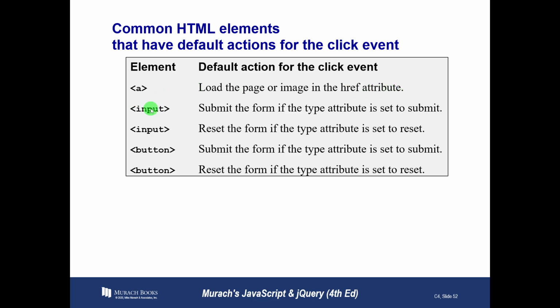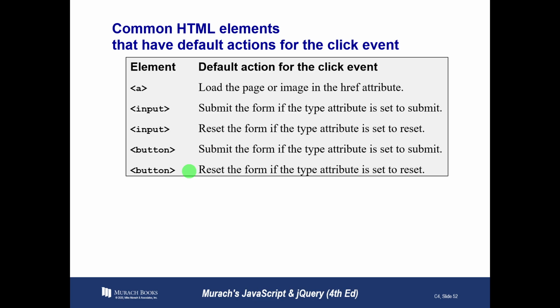For a submit button, if we've coded a submit button for our form, it automatically wants to submit the form if somebody clicks on that button, which is what we would expect, right? You click the submit button, it submits the form to the place you told it to submit it to. Same thing for the reset button. If somebody clicks a button that's coded as a reset button, it automatically wants to reset the form. I said inputs up here, but I was talking about buttons. Submit the form if the type is set to submit, happens automatically. Reset, same thing.